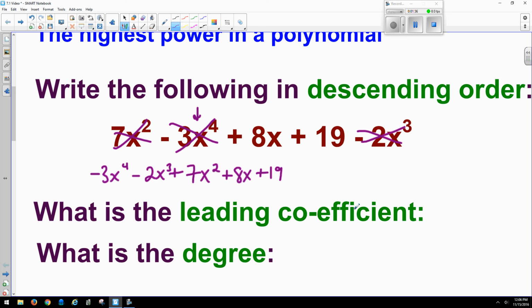So it's asking what's the leading coefficient. I'm just going to look at whatever the coefficient is in front of the term that has the highest exponent. So it's negative 3. I could have gotten that even if it's not in descending order. And again, you're just looking for the highest exponent and then the coefficient. Then the degree is whatever the highest exponent is. So the degree here is 4.